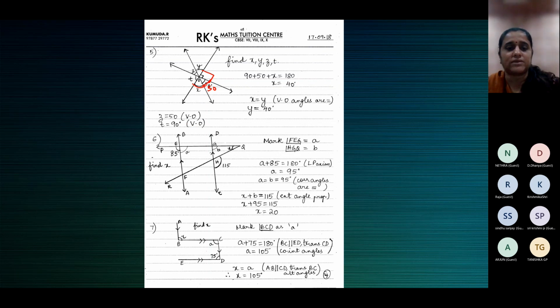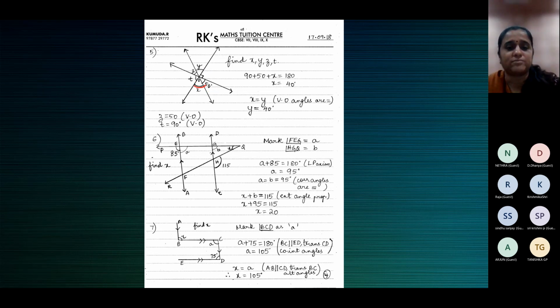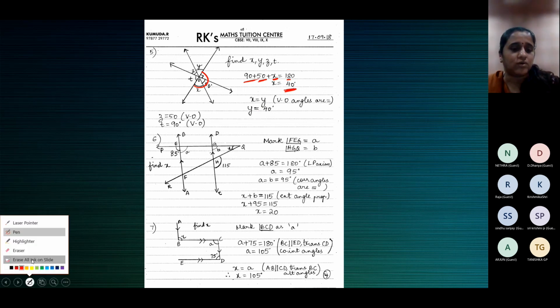So x plus 50 plus 90. You started here and land here on the straight line, so the sum is 180. x plus 50 plus 90 is equal to 180. Reason: sum of all the angles on a straight line is equal to 180. On working this out, x is equal to 40.